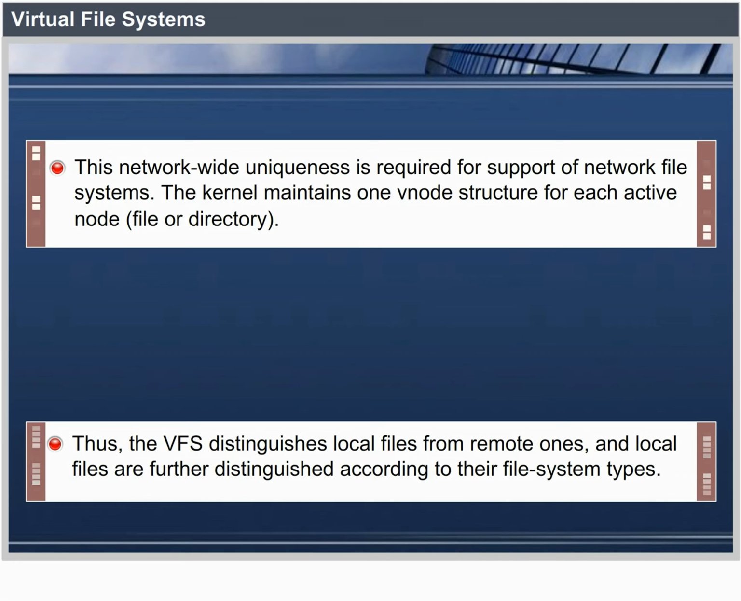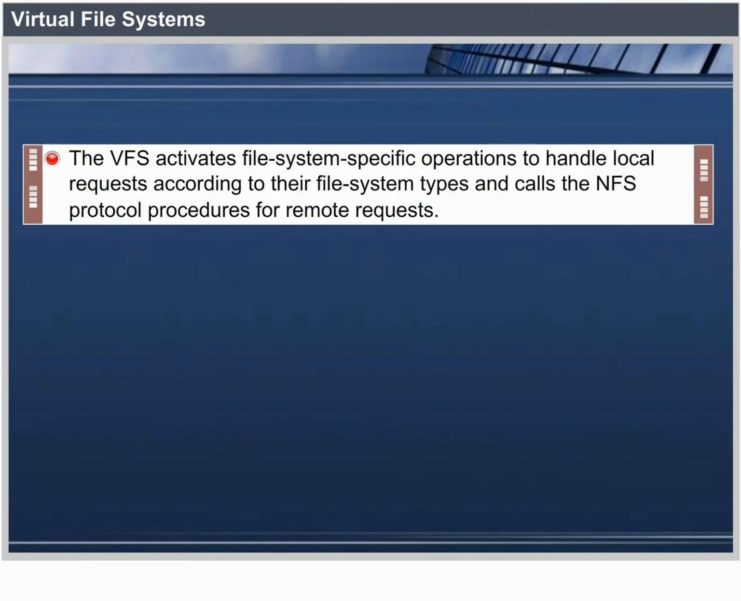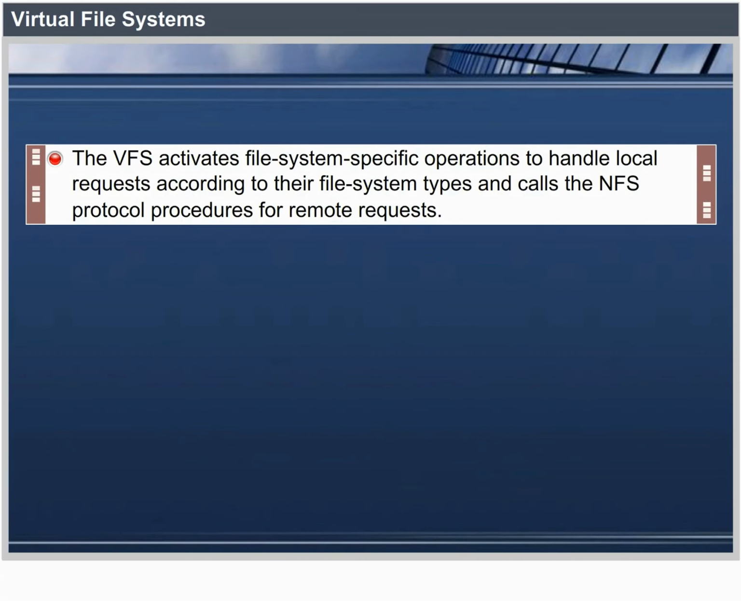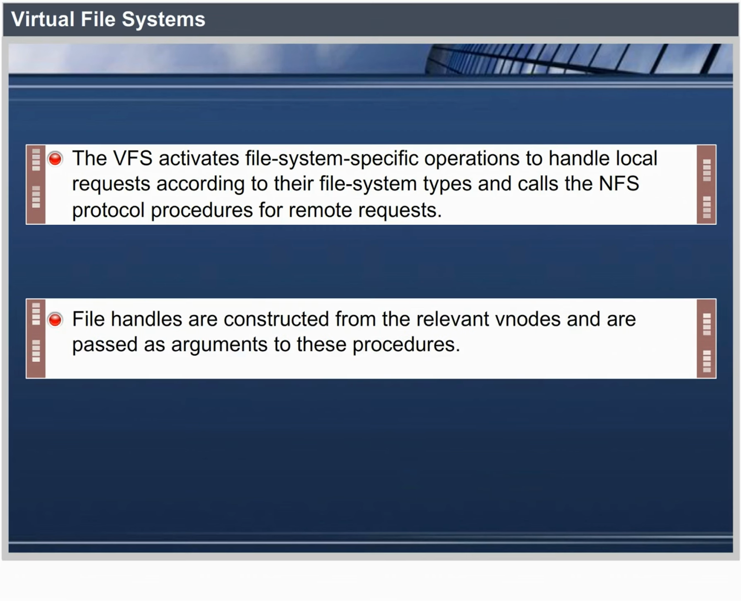The VFS activates file system-specific operations to handle local requests according to their file system type and calls the NFS protocol procedures for remote requests. File handles are constructed from the relevant vNodes and are passed as arguments to these procedures. The layer implementing the file system type or the remote file system protocol is the third layer of the architecture.